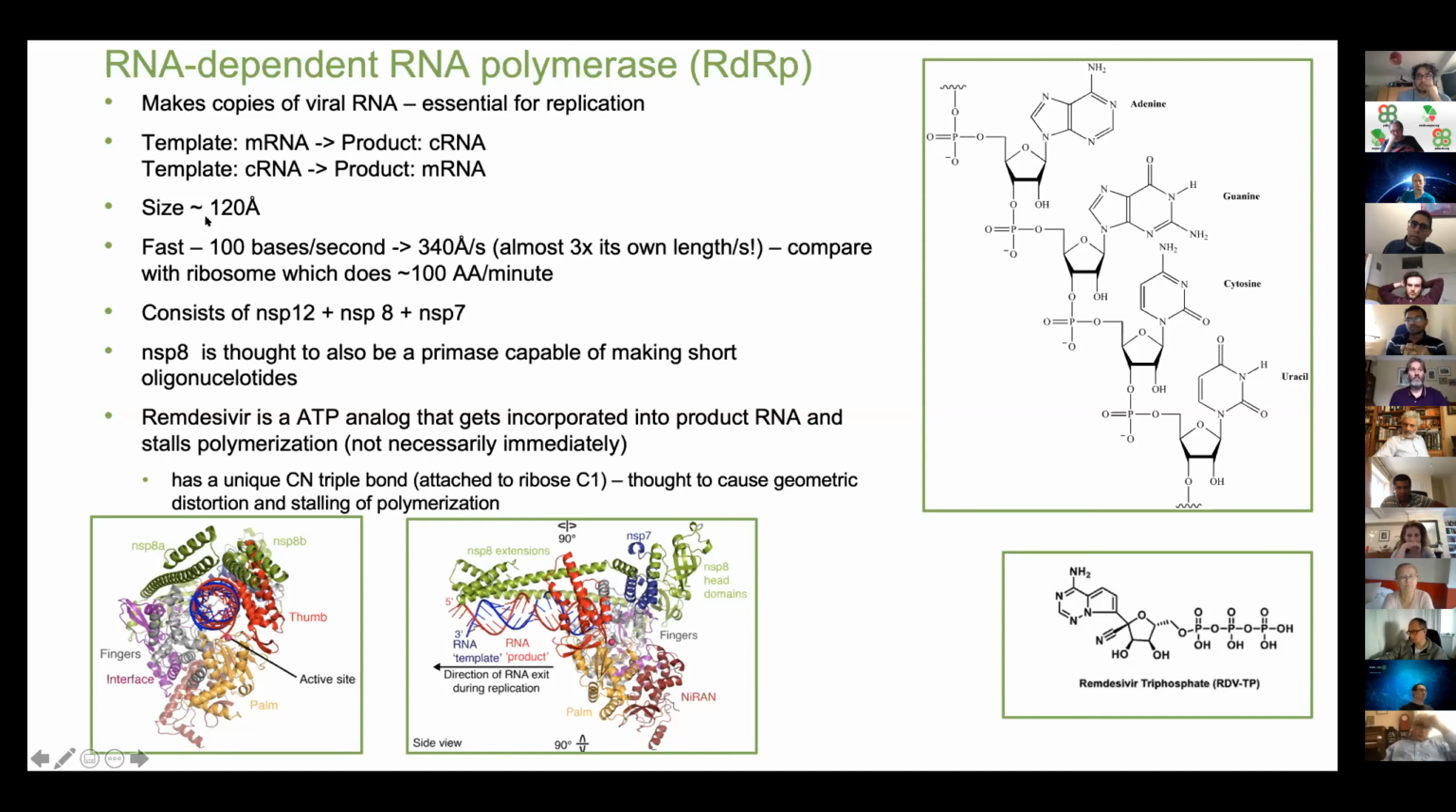Another thing to keep in mind is that in terms of size, it is about 120 angstroms large. From what I've read, these RNA-dependent RNA polymerases for viruses are very fast. They're processing something like 100 bases per second, which would mean about 340 angstroms per second. So if you think of an escalator, it's kicking out about 3 times the length of the escalator per second, and it's much faster than, for example, a ribosome, which is doing 100 amino acids per minute or something like that.